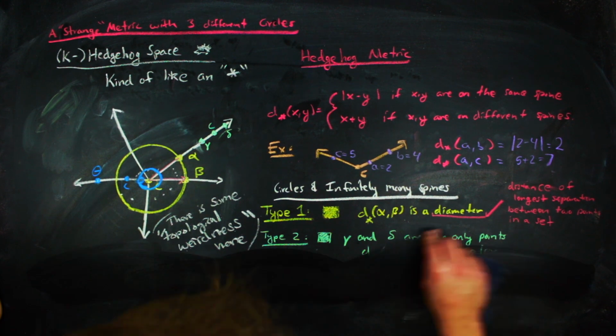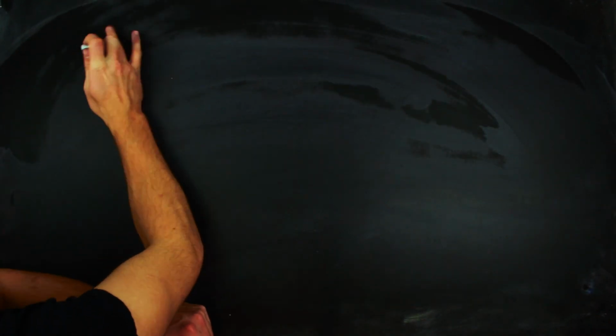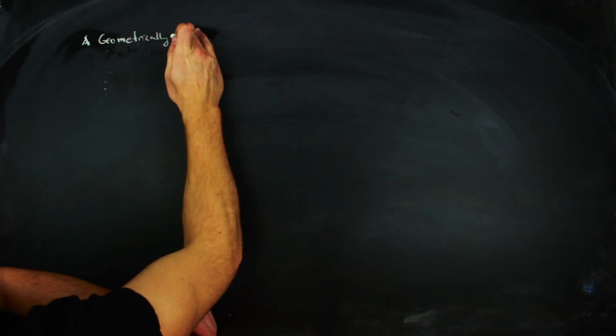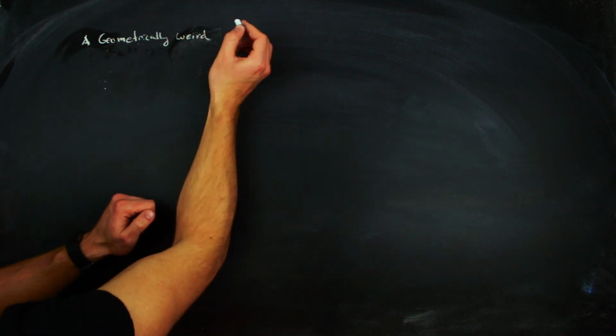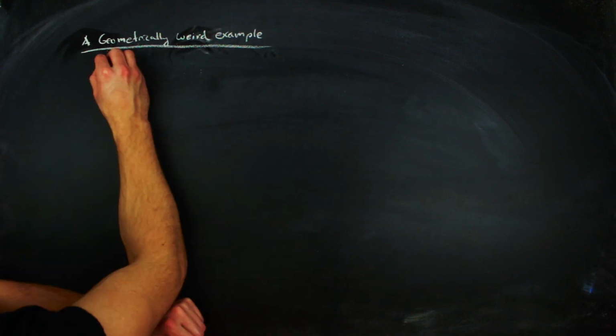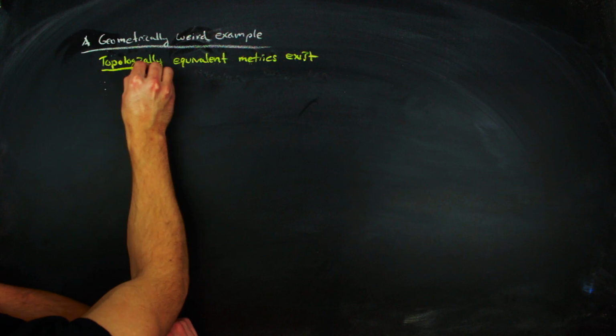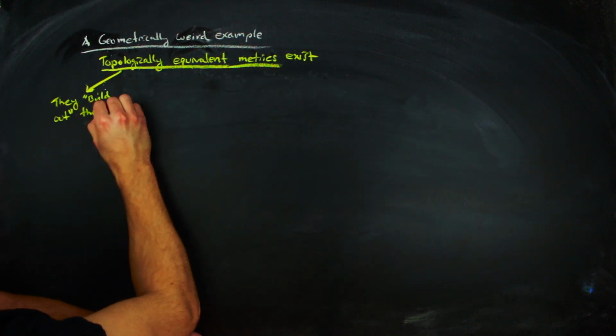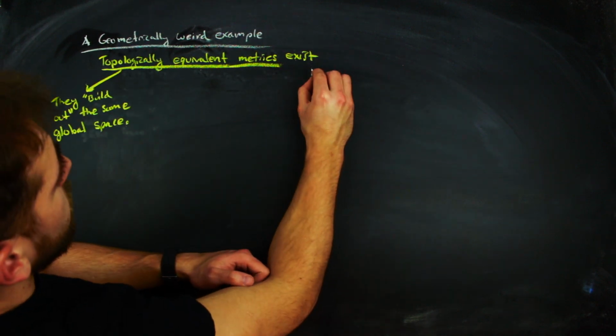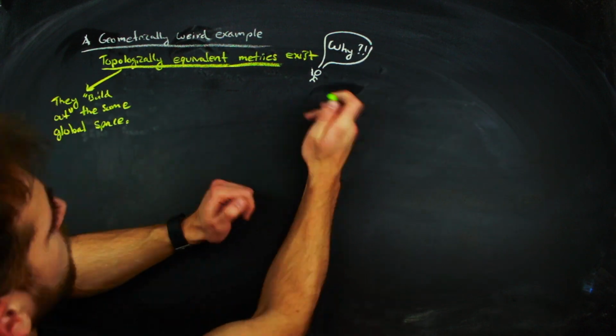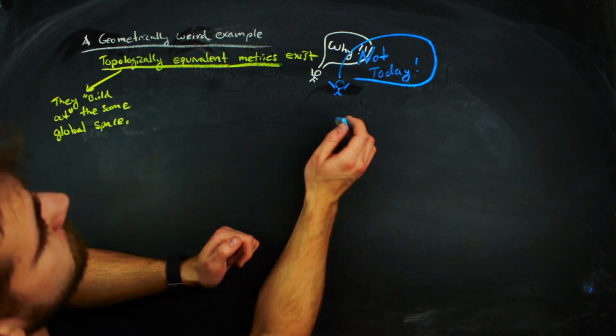However, there are different examples where there's geometric weirdness too. To illustrate this without getting any topological weirdness coming up and interfering with the weirdness that we want, we're going to look at what's called a topologically equivalent metric. And these exist, but for what reasons that they do and why, we're not super interested. So we'll save that for another time.